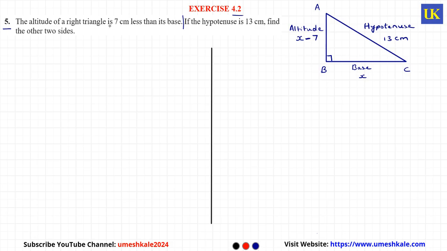They are saying that the altitude is 7 centimeter less than its base. So I have taken base as x and altitude as x minus 7, because altitude is 7 centimeter less than its base. Whatever the base is, I have done minus 7, as per the question. Then if the hypotenuse is 13 centimeter, find the other two sides. So we have to find how much the base and perpendicular are.